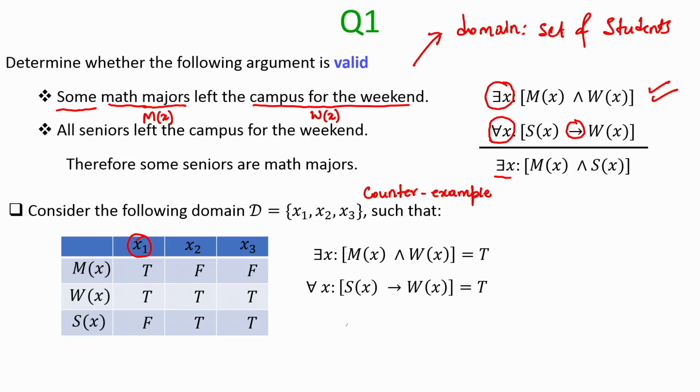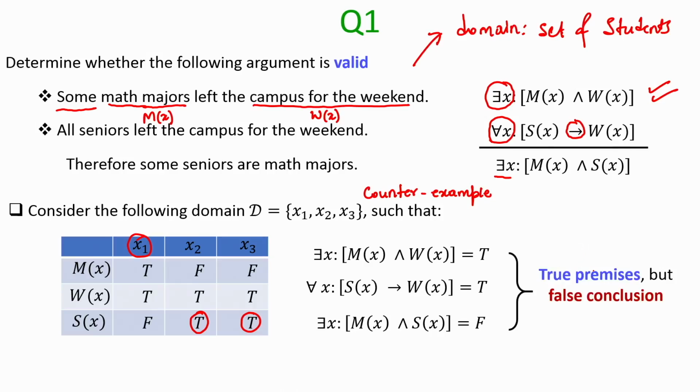And similarly, the second premise, namely all seniors have left the campus, is also true. So, who are the seniors here? The seniors are x2 and x3, and indeed x2 has left the campus and x3 has also left the campus. So, both your premises are true, but what about the conclusion? Is there any student who is a math major as well as senior? Well, it turns out the answer is no. That means my premises are true here, but my conclusion is false, and that is why this is an invalid argument.